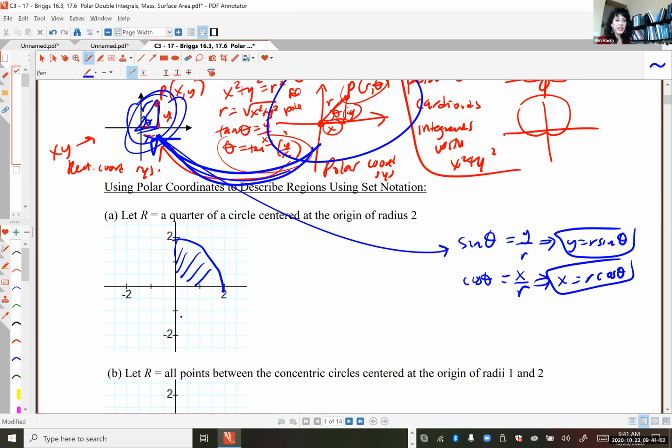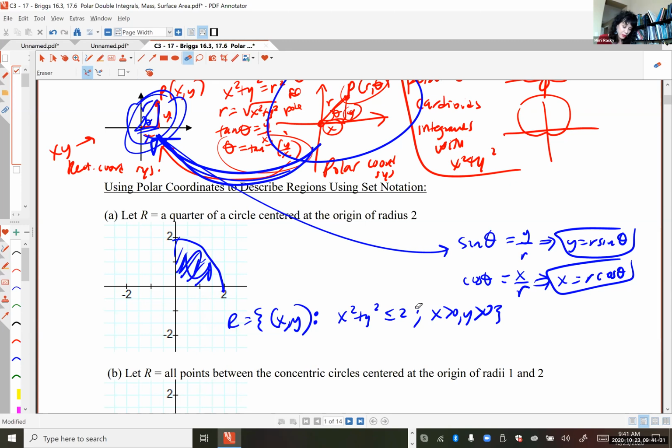And you can even see it if I represent these using set notation. In set notation, if I represented this quarter of a circle using x and y coordinates, it would look like this. The set of all ordered pairs x, y such that you're inside a circle of radius 2, so x squared plus y squared is less than or equal to 2, and you're in the first quadrant, so x is greater than 0, y is greater than 0. Got a lot of restrictions there.